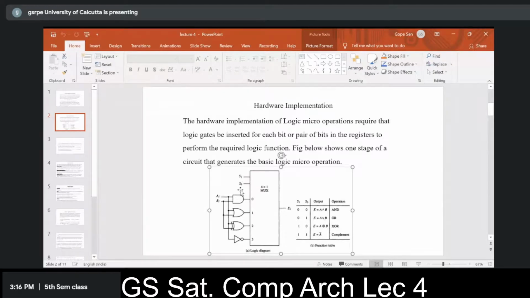Now, when S1 is 1 and S0 is 1, that is 1, 1, then the complement operation will be used, and for the complement operation, any one of the inputs will be used as the input of the gate. Not both the bits will be required, only a single one will be required. So this will be the hardware requirement for the logic micro operations.